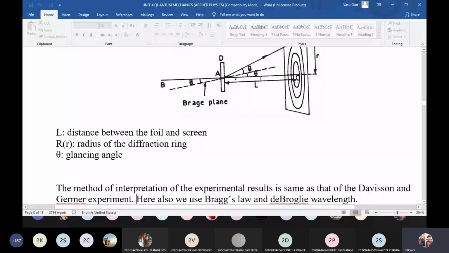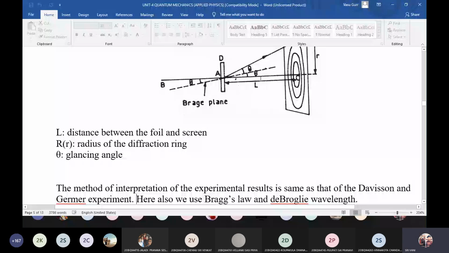After that, the result is the same when compared to that of the Davisson-Germer experiment. Both of them used Bragg's law, that is 2d sin theta is equal to n lambda. Bragg is another scientist who gave this in quantum mechanics. Bragg proposed one formula that explains about atoms inside the crystal, meaning a solid.